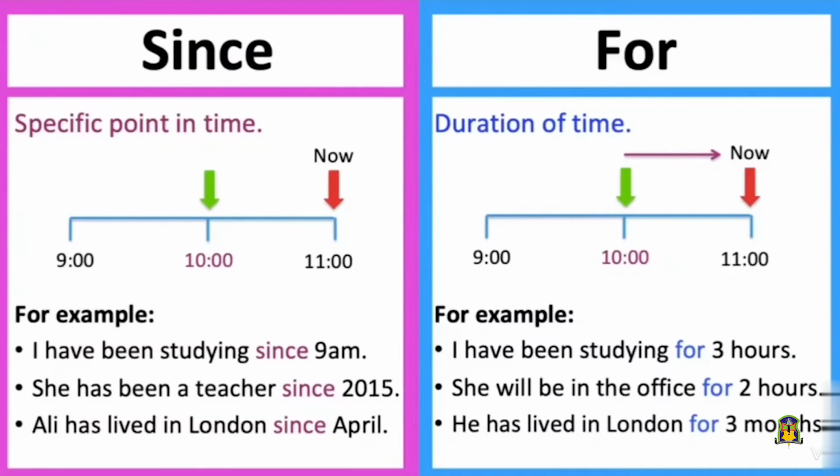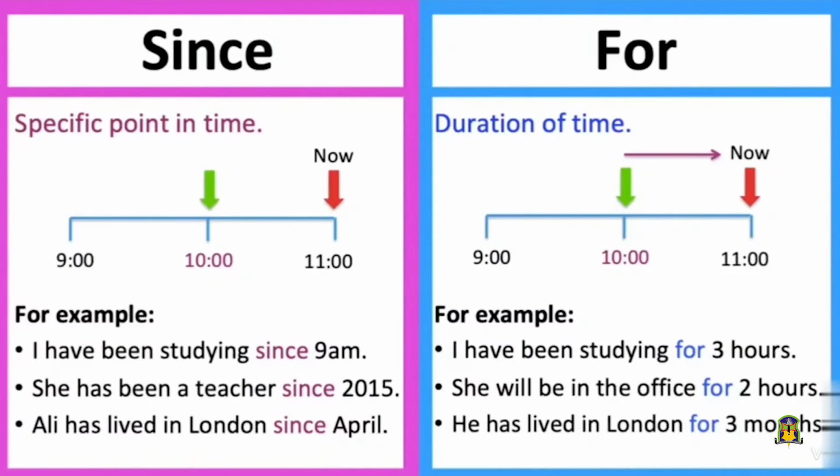Now we will see the uses of since and for. Since refers to a specific point of time, or else we can say it shows the beginning of an event. Suppose, for example, it is raining now and it is 11 o'clock, and it started at 10 o'clock. So how will we say? We will say that it has been raining since 10 o'clock.